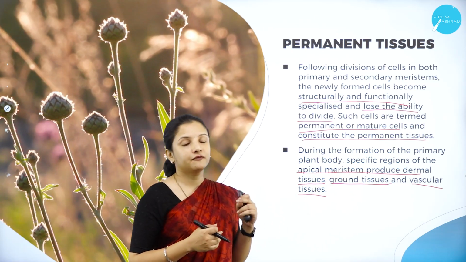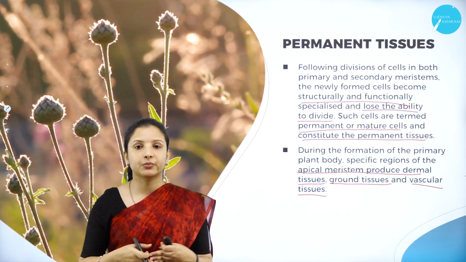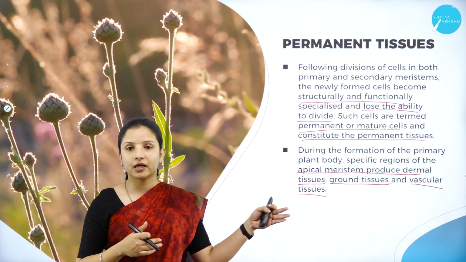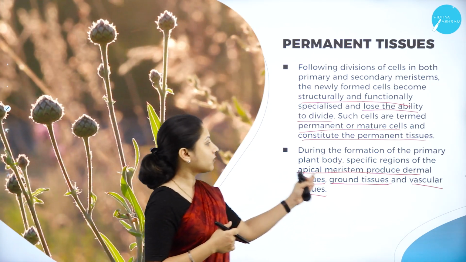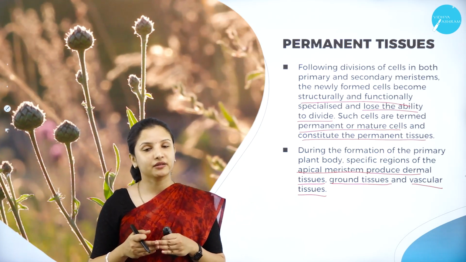Next, it will also help in the formation of the ground tissues. Ground tissues are nothing but those tissues that are present in the cortex, be it the parenchyma, the collenchyma, the chlorenchyma or the sclerenchyma. And also it helps in the formation of the vascular tissues, that is the xylem and the phloem.